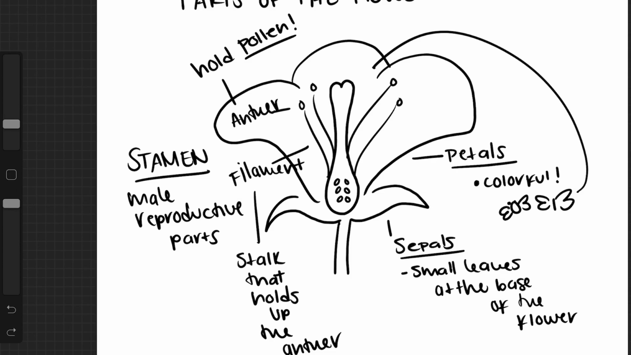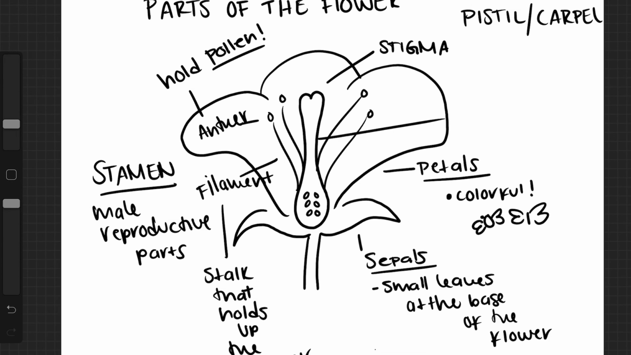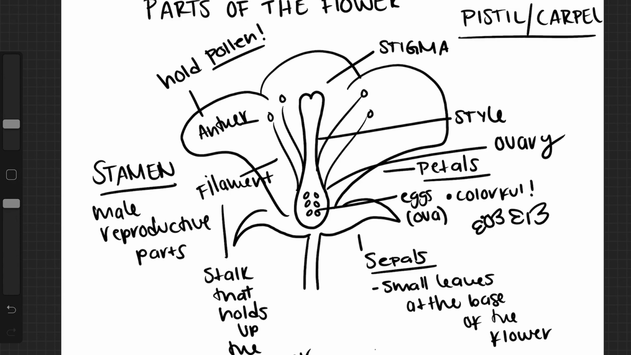And now let's take a look at the female parts of the flower, which we call the pistil. Or you might see it called the carpel. And the carpel consists of the stigma, which is going to be up here at the top. The style, which is sort of the tube that holds up the stigma. The ovary, yes, plants have ovaries. And inside of that ovary, we're going to have eggs, or we might call them ova. And that is the female parts of the flower.